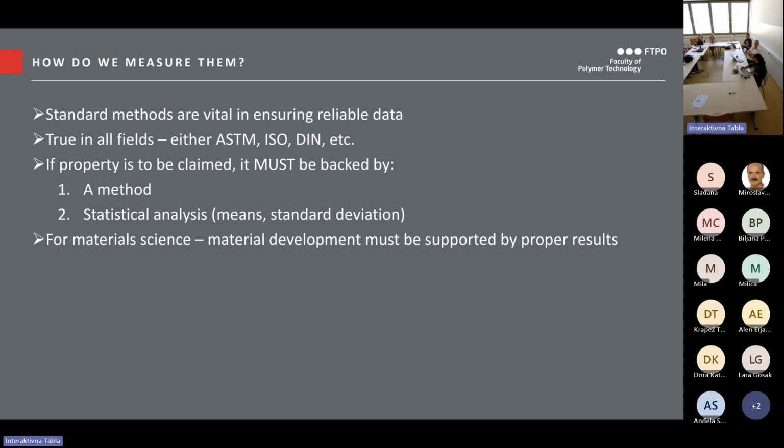We need to have more measurements for each sample so that we have mean values and standard deviations. Actually, how many samples we have to measure for one value is also given in standards for the method we are using. And in material science, for material development, we also have to have material development supported by proper results, meaning proper standardized methods and statistical analysis.